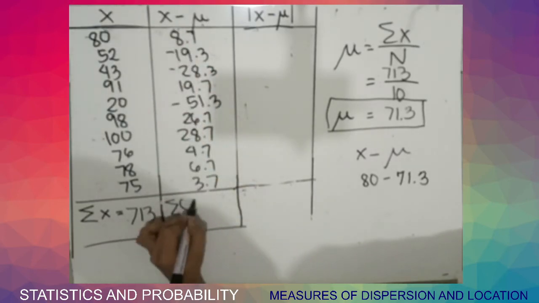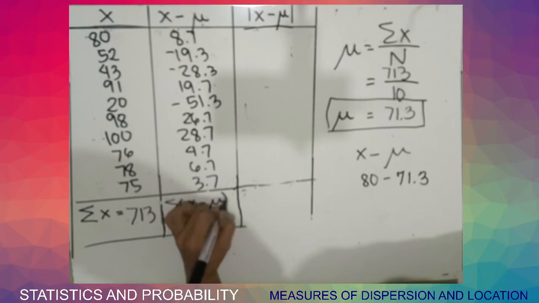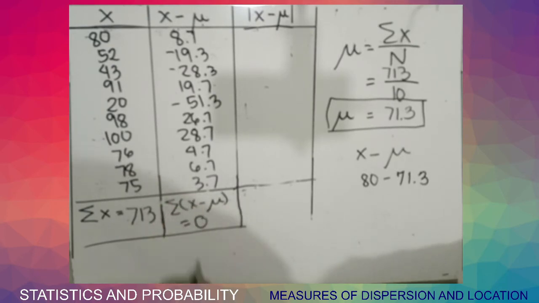So, ang total niyan ay 0 pa din. So, summation of x minus mu is equals to 0. Kapag hindi nag-equal sa 0, possible na may mali ka. Okay?